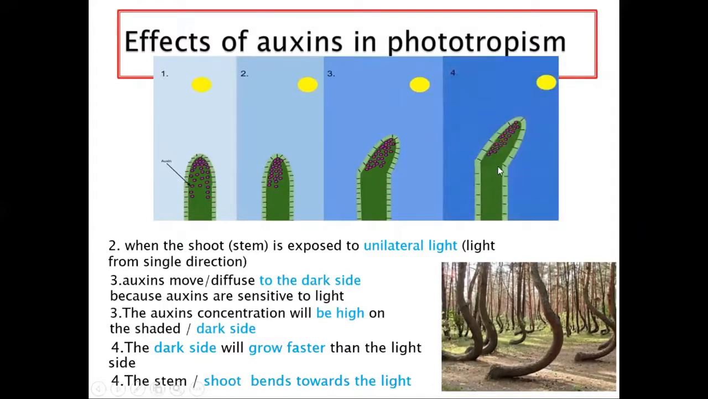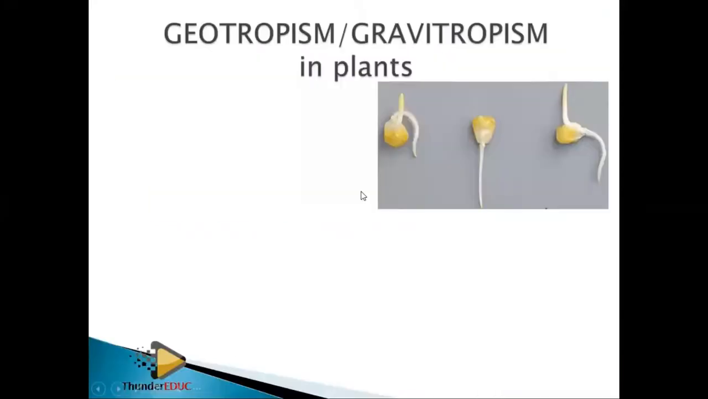So now you see that it's growing towards the source of light. That's how these auxins cause the bending effect towards the source of light. So you see that it starts like this, then they migrate to the dark side. The dark side will grow faster than the light side. Why? Because it has more auxins, and then the shoot will bend towards the source of light. Then now you have to know how to apply them.